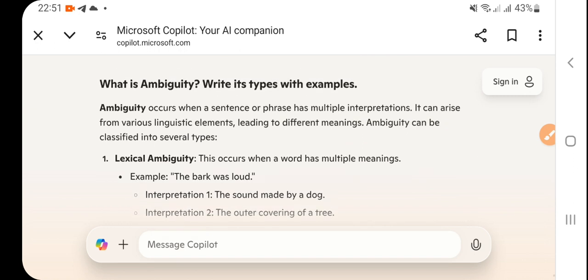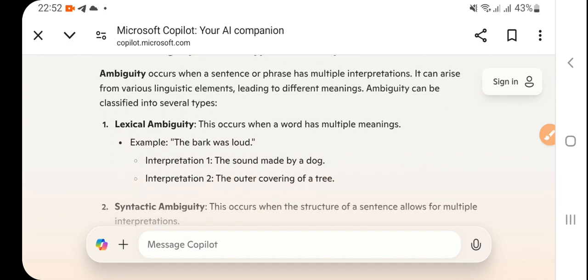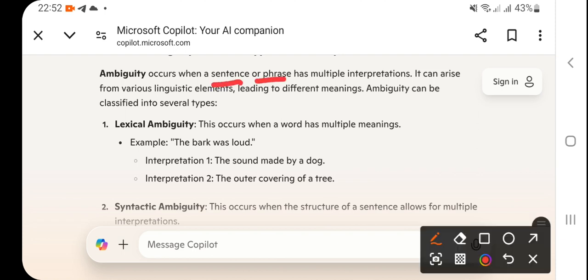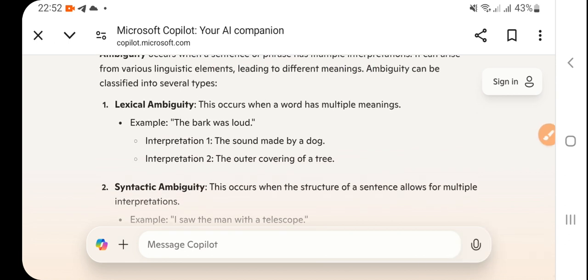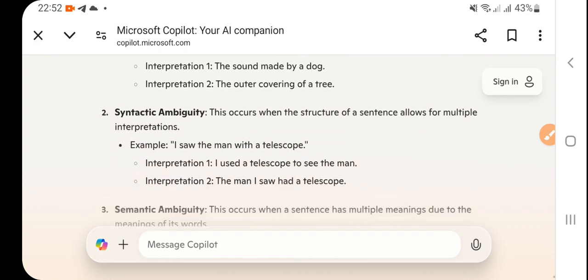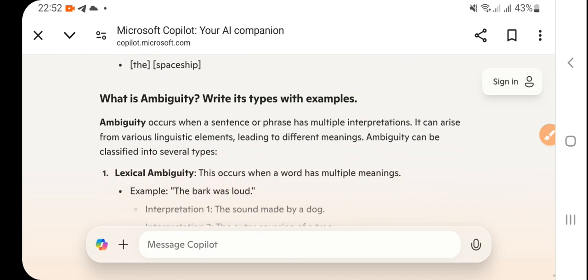Okay, now what is ambiguity? What are its types, with examples? Ambiguity occurs when a sentence or phrase has multiple interpretations, right? It can arise from various linguistic elements, leading to different meanings. Ambiguity can be classified into lexical ambiguity, syntactic ambiguity, semantic ambiguity, and pragmatic ambiguity, right?